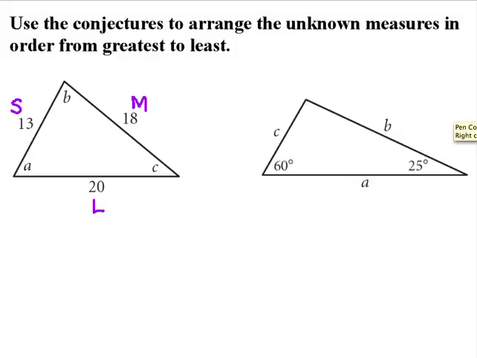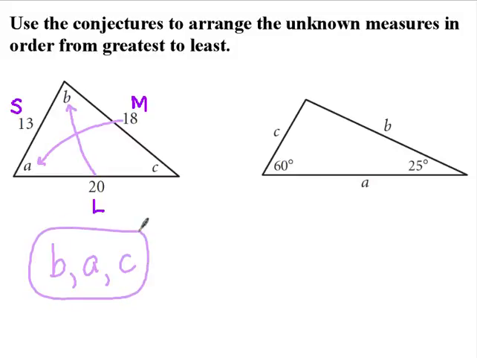So if I look here, 20 is opposite angle B. So angle B has to be the largest angle. Okay? Next side, medium side, is opposite angle A. So that's going to go next. And what's the smallest angle going to be? C. There you go. That's all you do. It might help to go ahead and label the sides or the angles with like a large, medium, small. All right, let's look at the next one.